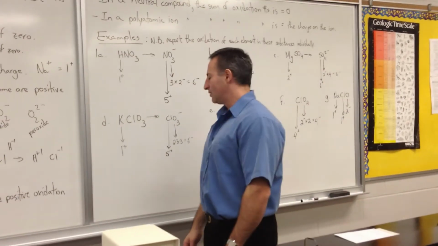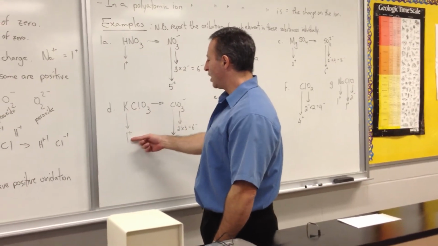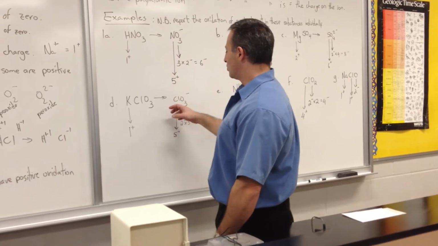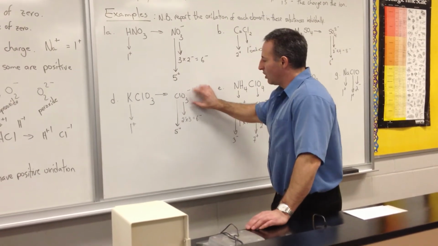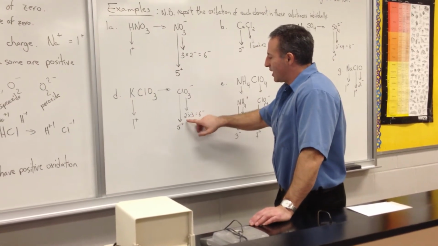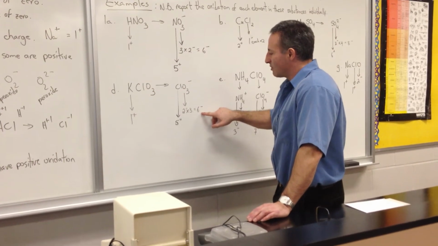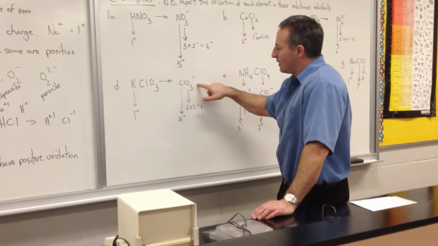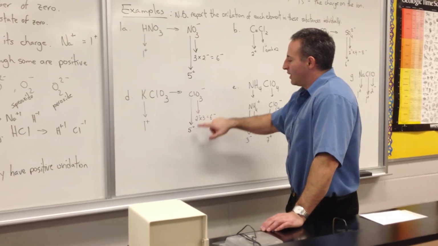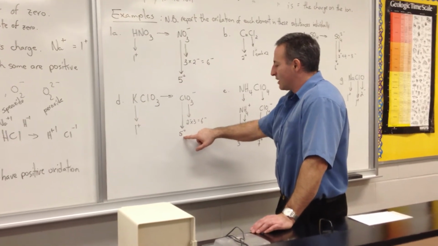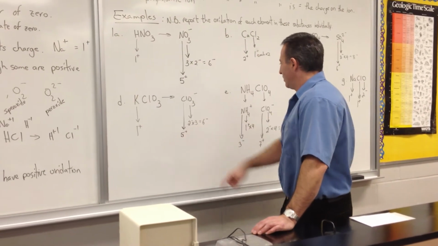Potassium chlorate. Group 1 metal, +1. And the chlorate anion is -1 overall. It's comprised of 3 oxygen atoms, each with a -2 charge, so the total is -6. But because the chlorate anion is -1 overall, it must mean the chlorine atom has a +5 oxidation state.